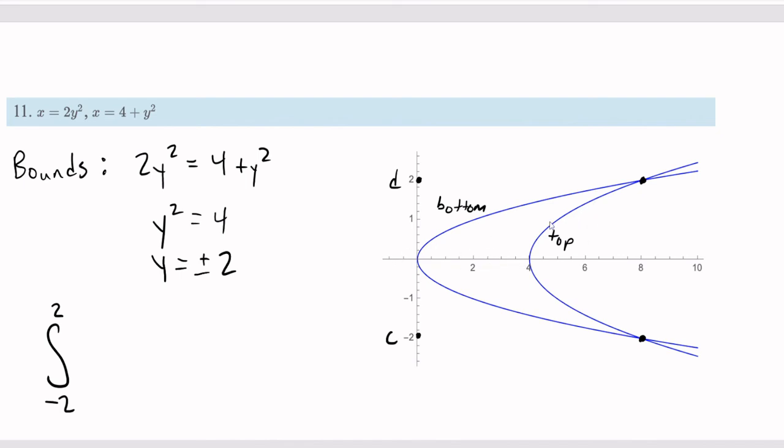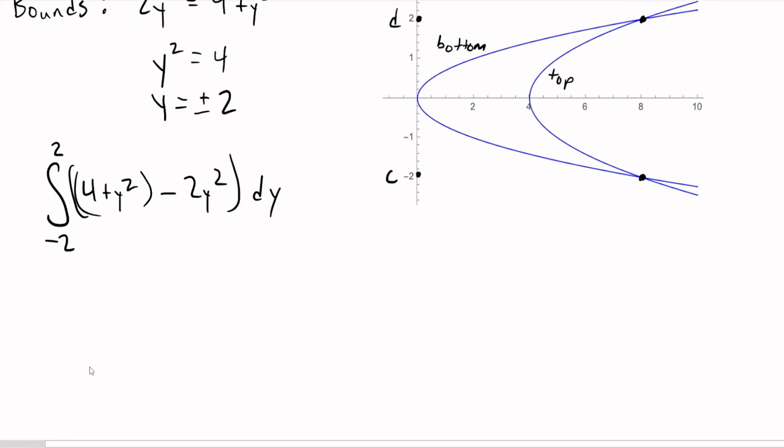You just have to think about these curves a little bit. You could do this by looking at the functions. This one is the parabola that's been pushed up by 4 at the start. This parabola starts down here at 0, and this one's been pushed up by 4. So this one is on top, aka the right bound. So that's 4 plus y squared minus 2y squared dy. That one's not too bad to do.